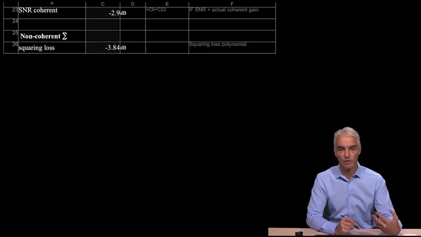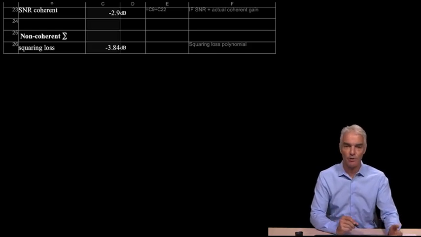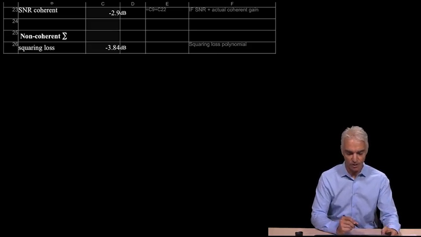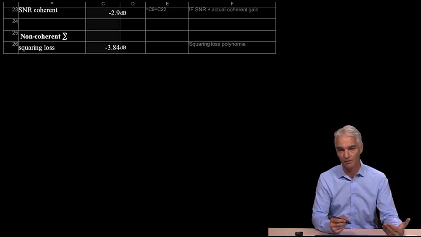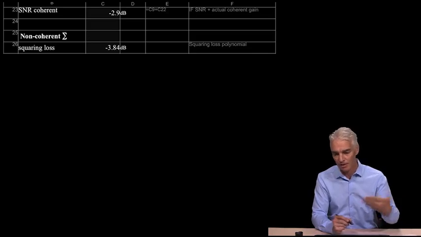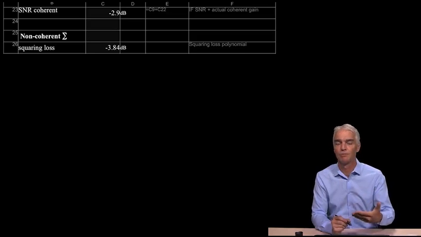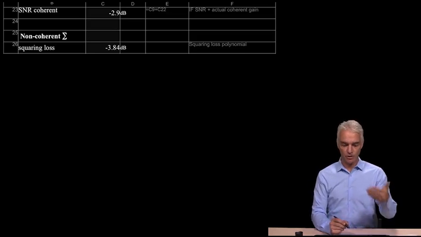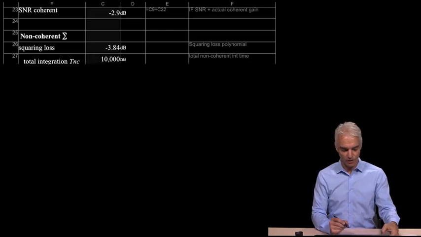So the squaring loss, we apply the formula I just showed you, and that returns a value of minus 3.8 dB. So what does that mean? That means after squaring, we're now at minus 6 point something dB. So things are worse, just like I showed you in the previous video in that MATLAB simulation. After squaring, things get a bit worse, but we have now given ourselves the opportunity to continue integrating non-coherently.